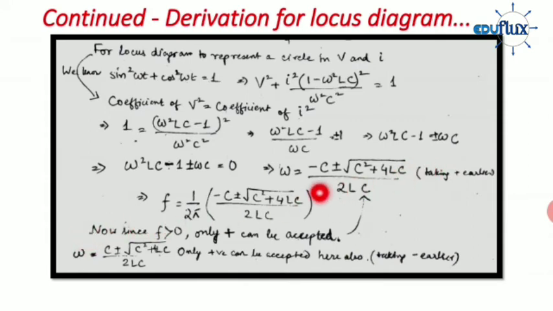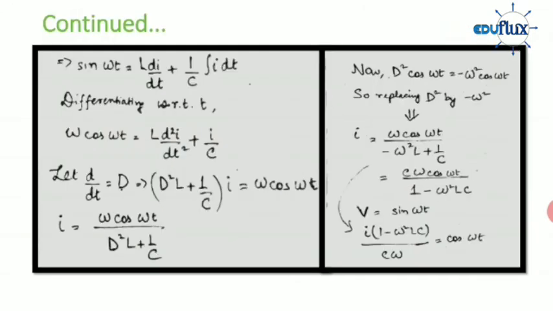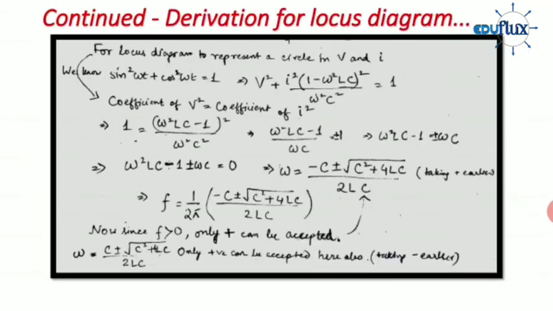By taking the positive sign, this term with the positive value was obtained, and by taking the minus sign in this equation, this value with the positive sign can be accepted. So there are two values of omega or f for which the square of this term will be 1, so that this locus diagram equation represents a circle.